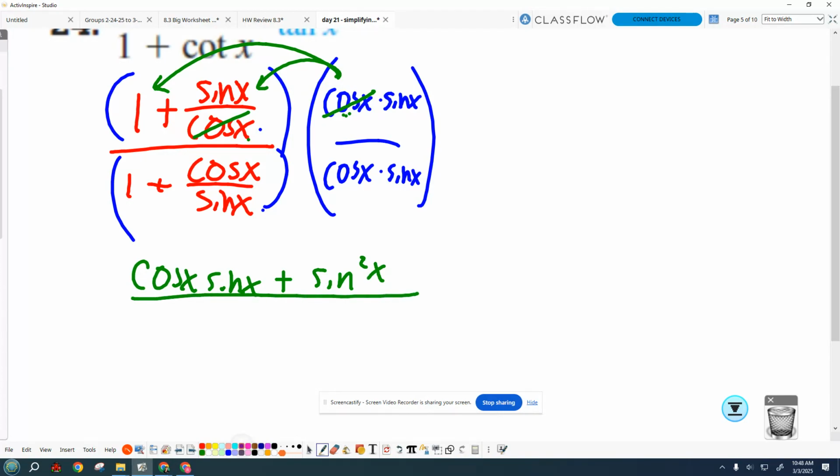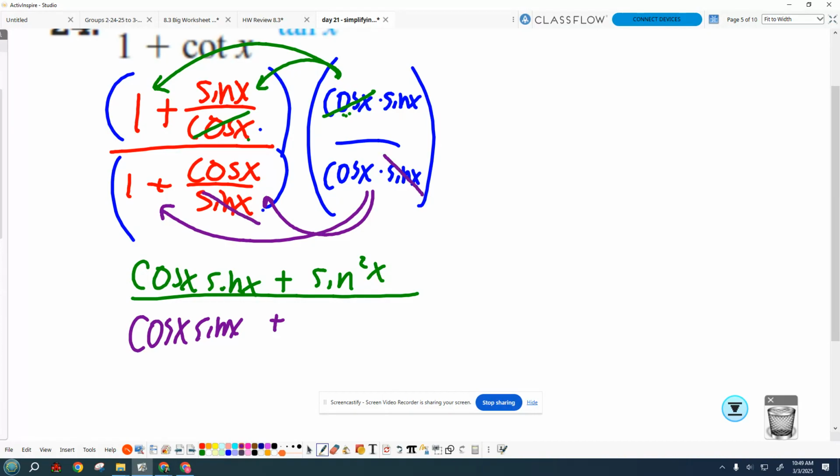Okay. In the denominator, 1 times stuff, still stuff. Cosine divided by sine times cosine times sine, what is that? That sine on the top is divided by that one, so it's cosine squared. Okay.